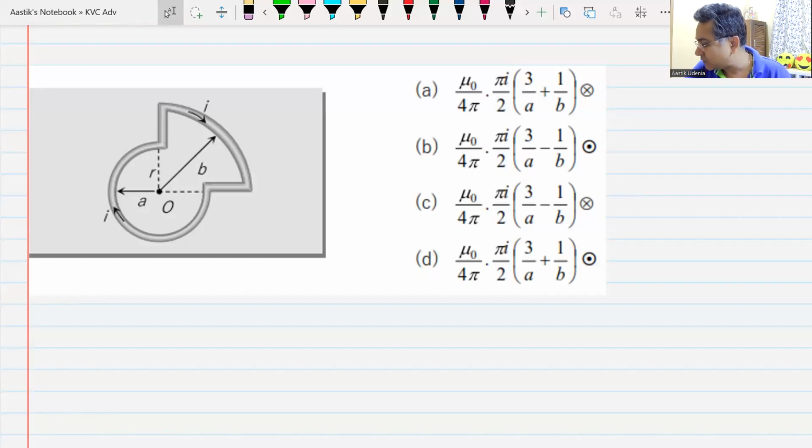The magnetic field has to be inside, so options B and D are already gone. Because of this wire, it will be mu naught I by 4 pi A into 3 pi by 2. The only option that matches is this one. That is the correct option. Do we understand this? Yes.